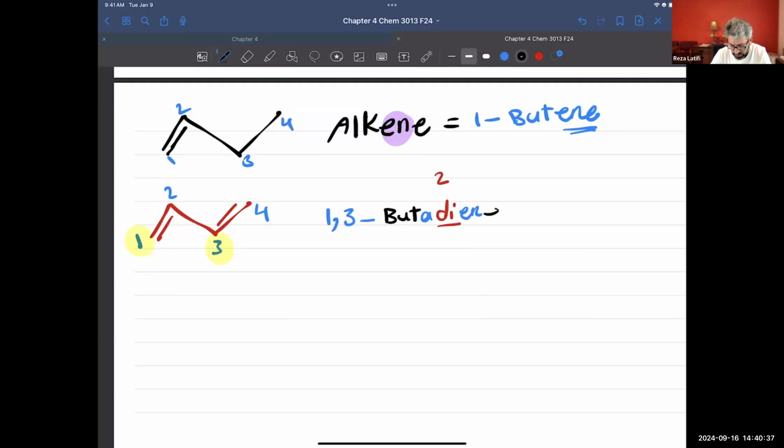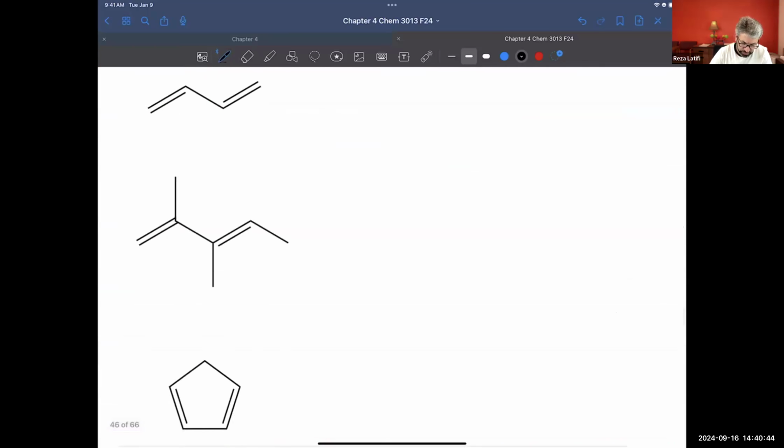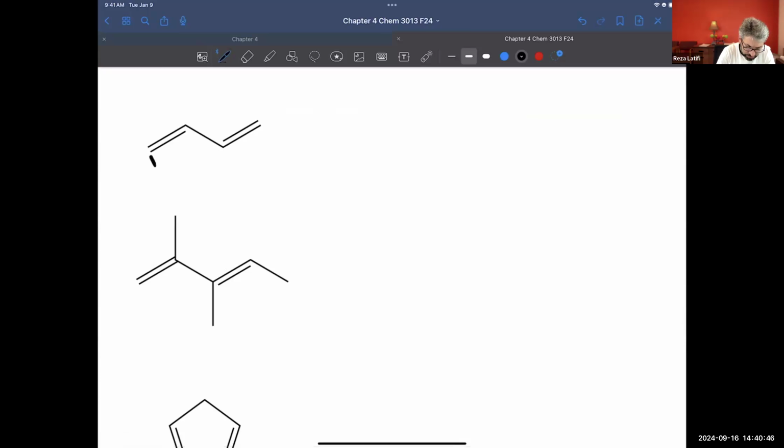And then we add E at the end. So 1 and 3, butadiene. Okay, butadiene. Okay, how about this? Again, 1, 2, 3, 4. Yeah, we just named it 1,3-butadiene. Okay, let me change color for them. So I'm going to go butyl here, and then I say di for 2, and then EN and E at the end again.